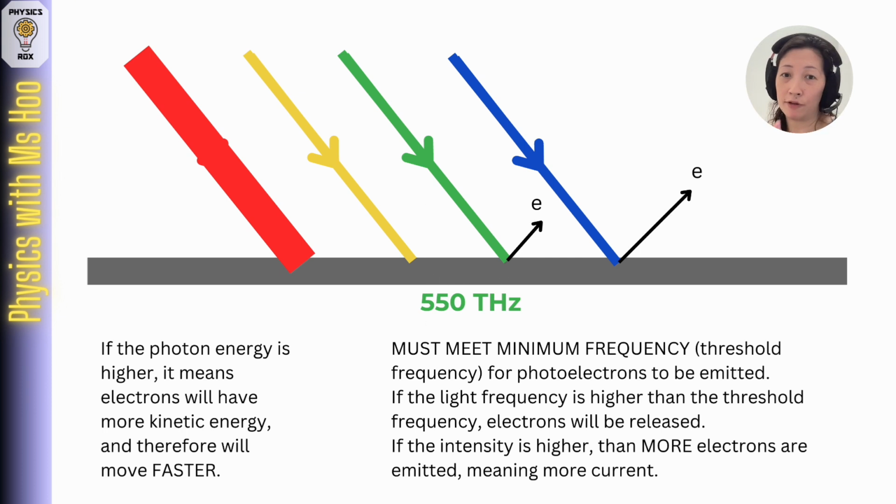On the other hand, if you use blue light, which has a greater frequency than the threshold frequency of this metal, even if it's very, very dim, so I'm just going to make it very, very thin here to help you visualize that it's a very, very low intensity.